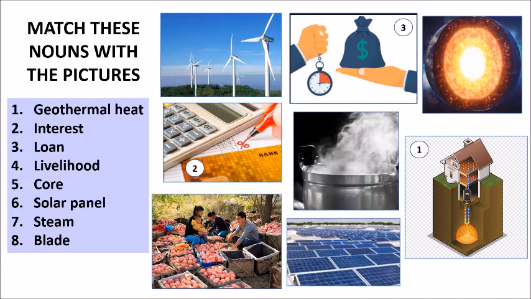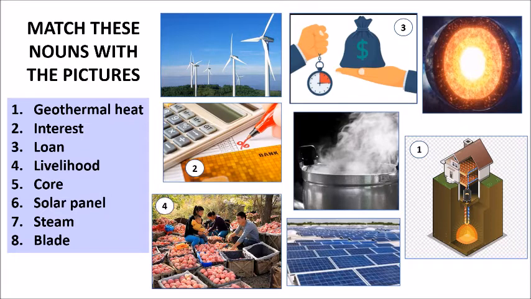Okay, usually at a time space or time frame. Then we have livelihood. So livelihood is defined as a way in which somebody earns money or in which somebody earns a living or survives. So in this case, it would be the family who are selling fruits on this picture.